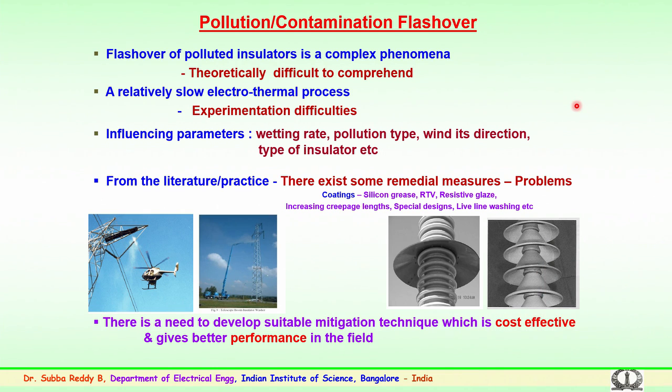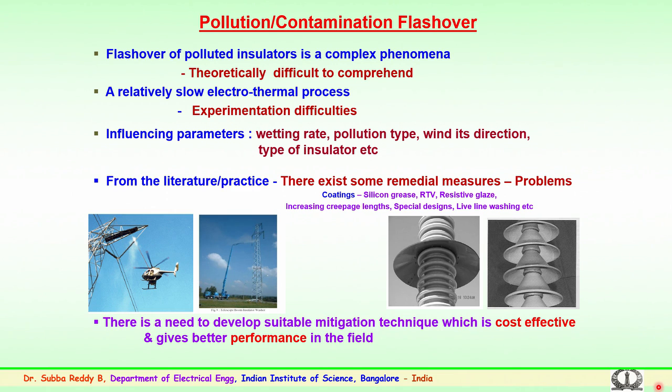So, pollution or contamination flashover, which we have discussed, is a phenomenon very complex in nature. It is very difficult to theoretically calculate or to have a model where theoretical calculations could be done, because it involves several factors: type of contaminants, the spread of contaminants, the thickness, the wind, the moisture. Several types are involved. So, the flashover of a contaminated insulator is itself a very complex phenomenon.